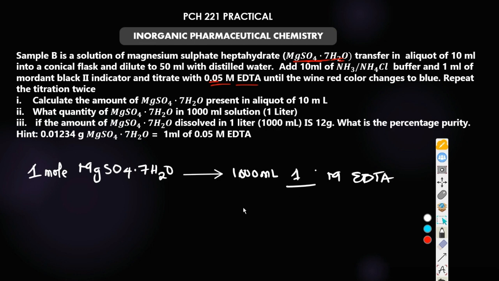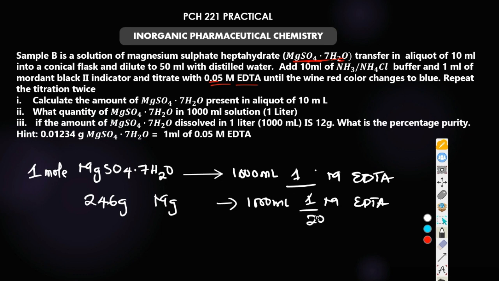You have to calculate the mass of this. The mass of this is going to give us 246 grams. So we say 246 grams of magnesium sulfate heptahydrate will give us 1000 mil. I'm just showing you in case it was not given to you, but they already gave it to you. So to convert 1 to 0.05, divide by 20, right? So you divide here by 20 also.